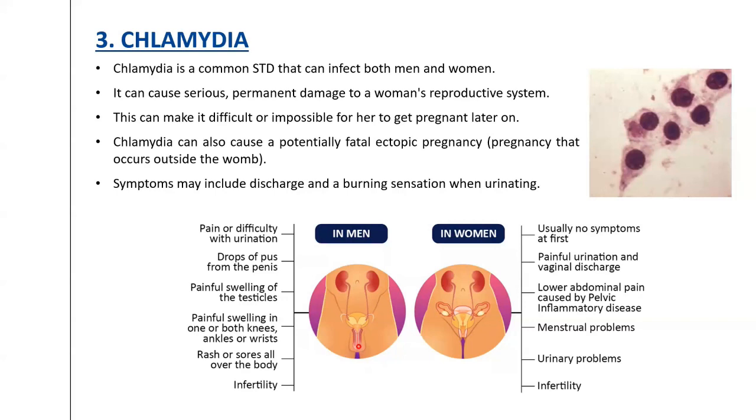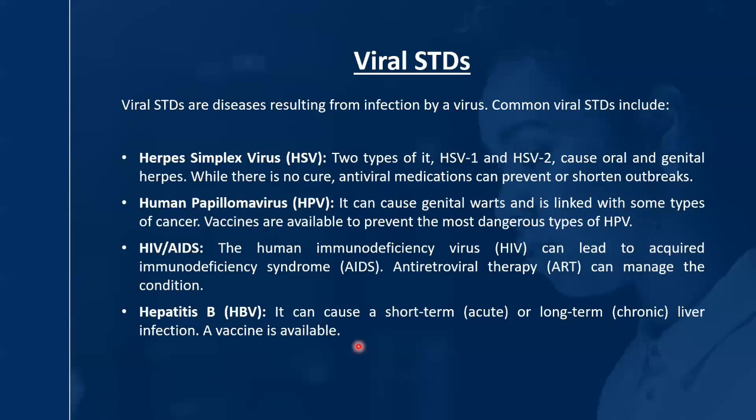So the next section. This was all about the three most common bacterial sexually transmitted diseases. The next topic is viral sexually transmitted diseases, viral STDs. Viral STDs are diseases resulting from infection by a virus. Common viral STDs include herpes simplex virus (HSV), human papilloma virus (HPV), HIV/AIDS, and hepatitis B virus.